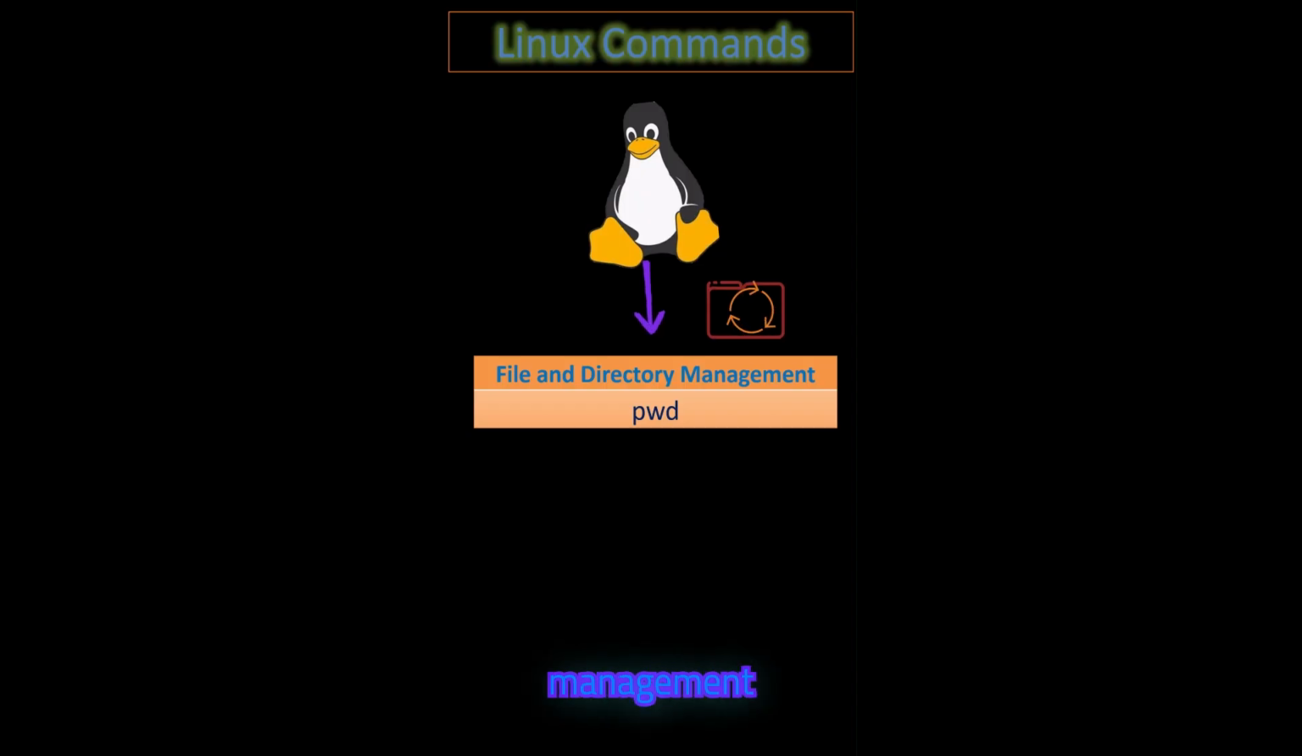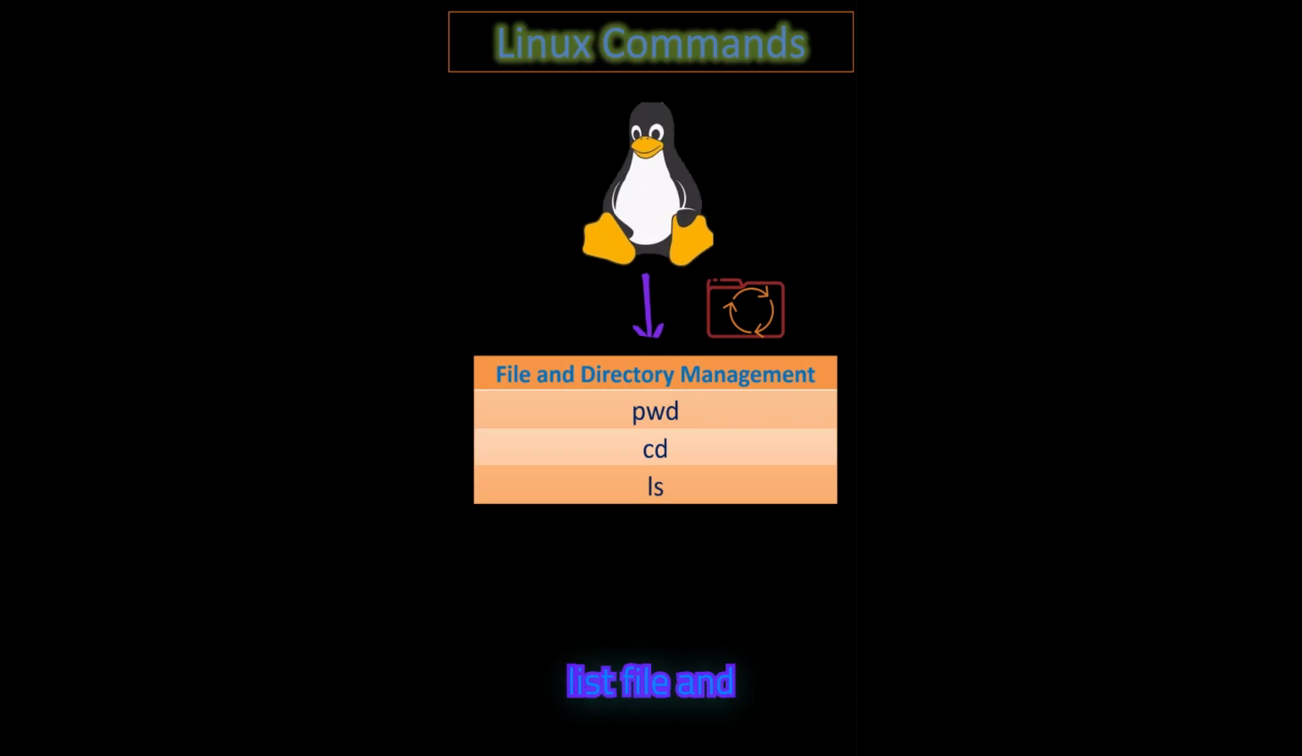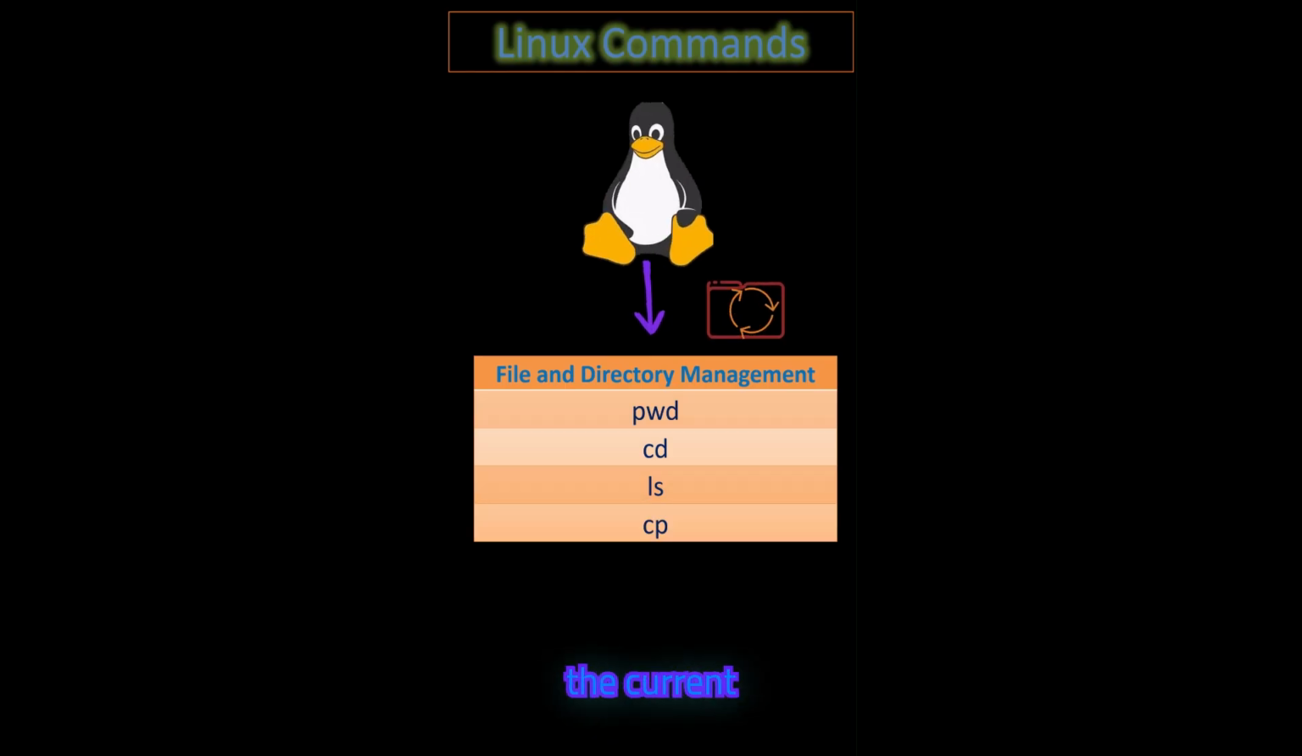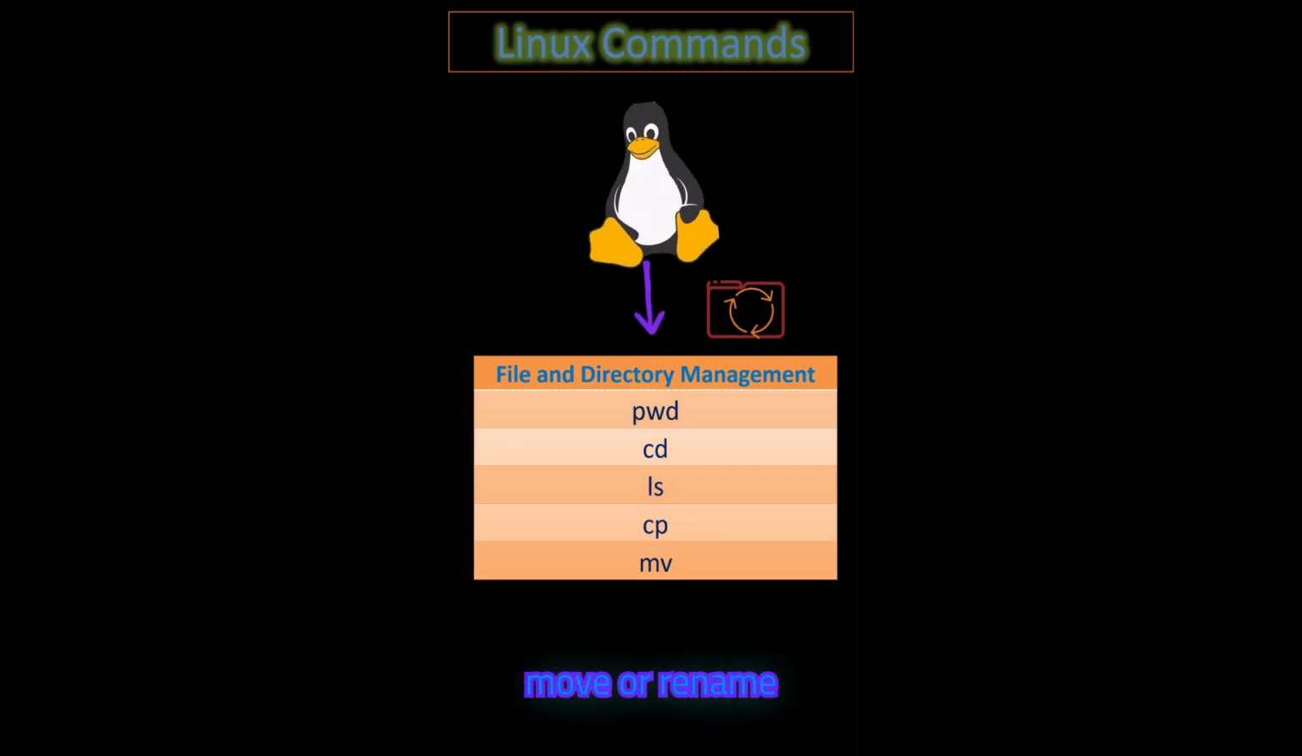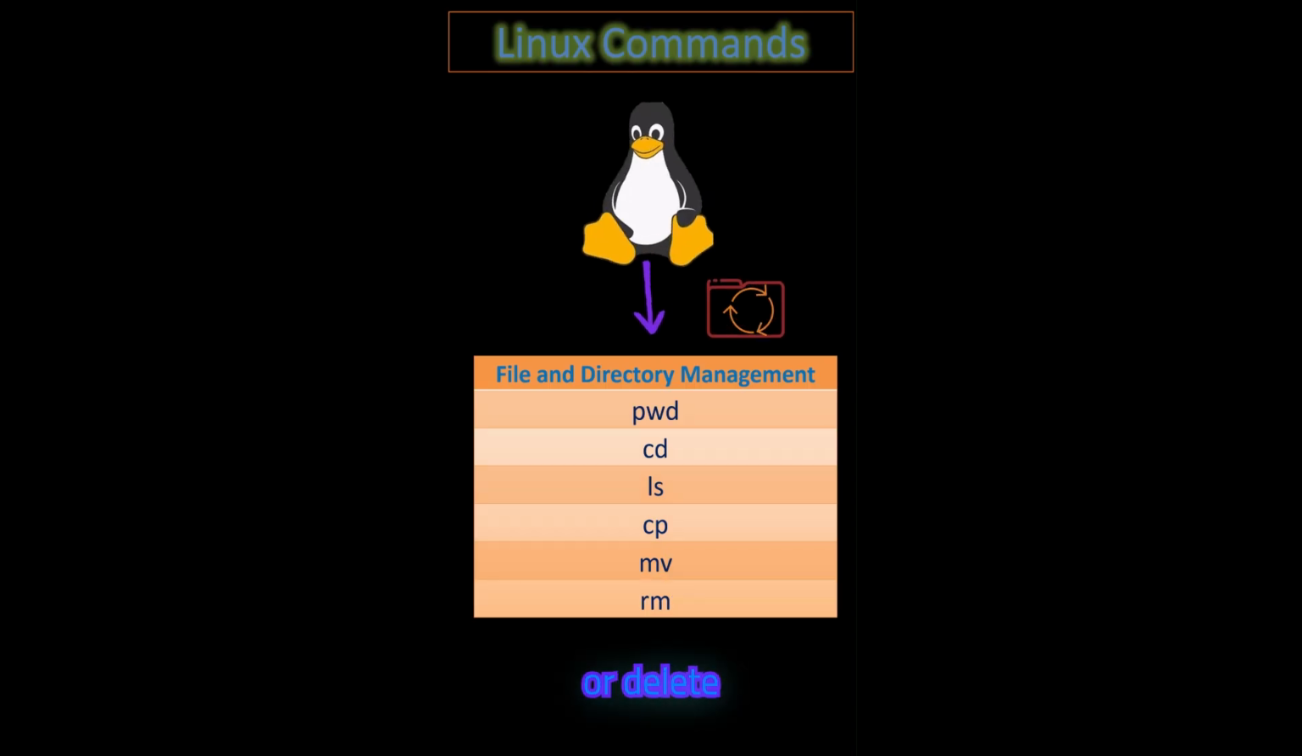Files and directory management. PWD prints the current working directory path. CD changes the current directory. LS lists files and directories in the current directory. CP copies files or directories. MV moves or renames files or directories. RM removes or deletes files or directories.